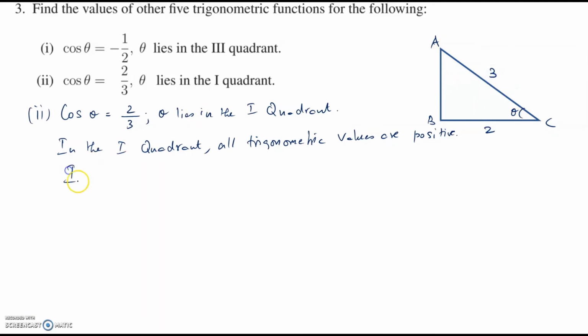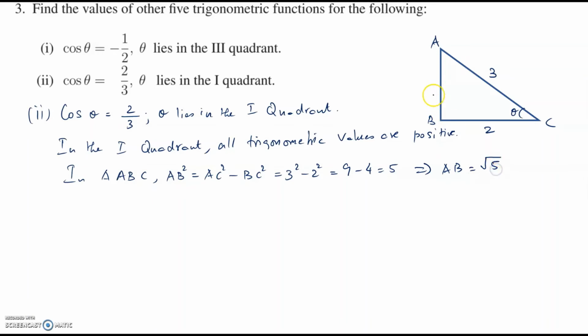Therefore, in triangle ABC, AB squared is equal to AC squared minus BC squared, which is 3 squared minus 2 squared, which is 9 minus 4, and that is 5. Therefore, our AB is equal to root of 5. So we have found AB to be root of 5. Now let's find all the trigonometric functions.